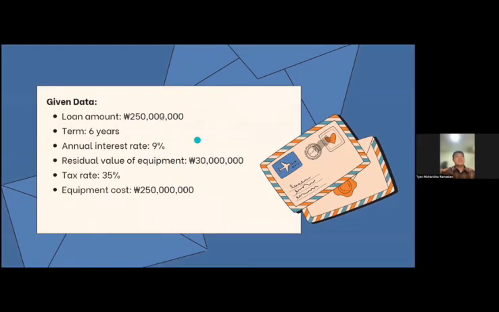So this is the given data by the case. The loan amount is 250 million with a 6-year term. The annual interest rate is 9%. Residual value of equipment is 30 million, and the tax rate is 35%. And lastly, the equipment cost is 250 million.